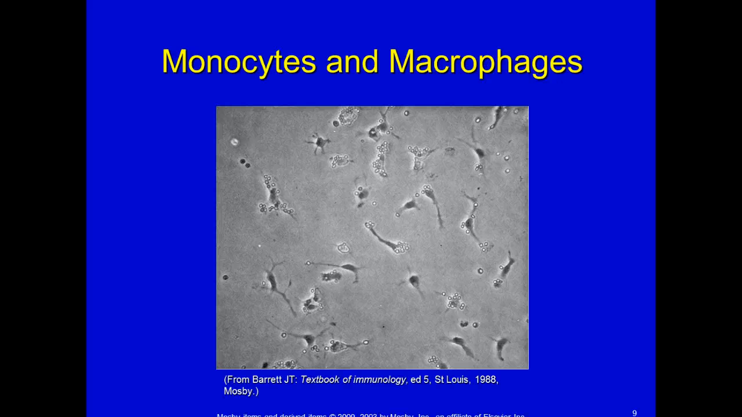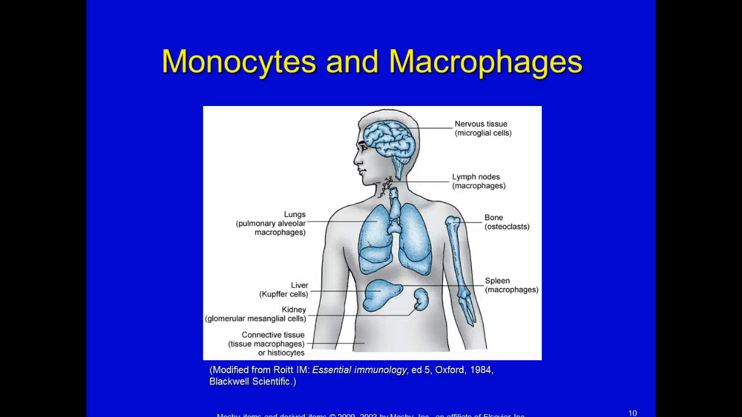And here's just another example of what those might look like in tissue. Macrophages are found all over. They're named different things depending on where they are. In your nervous system tissue, they're called microglial cells. In the lymph nodes, they're macrophages. In the bone, they're osteoclasts. In the spleen, they're macrophages. They're pulmonary alveolar macrophages in the lungs. We call them Kupffer cells in the liver. Glomerular mesangial cells in the kidney. And tissue macrophages or histiocytes in your tissues. So while it is a macrophage, they have different roles in different areas.